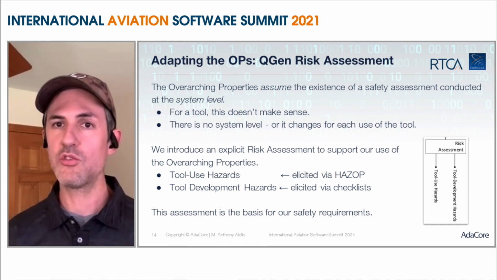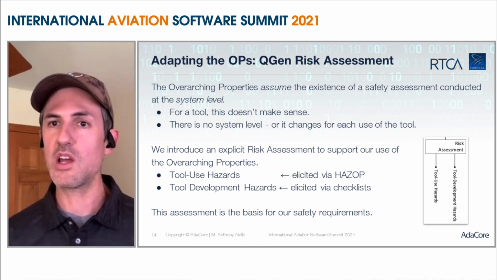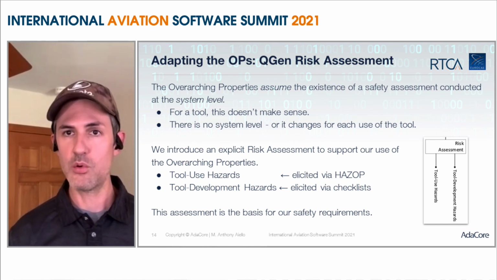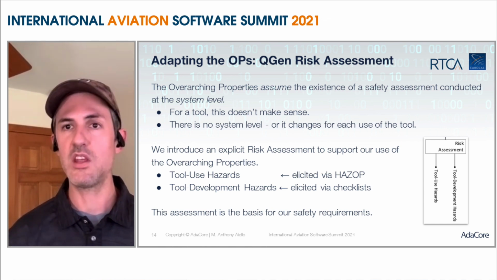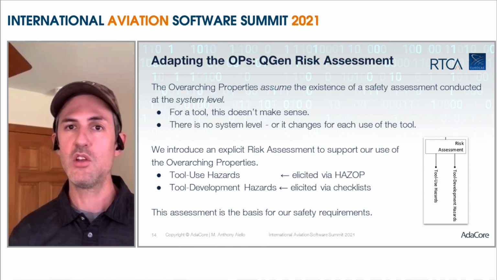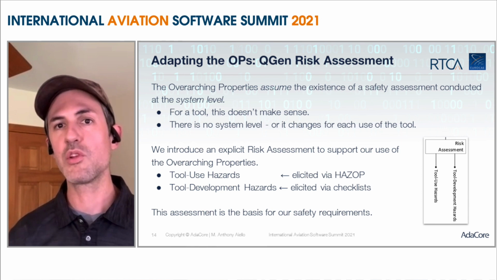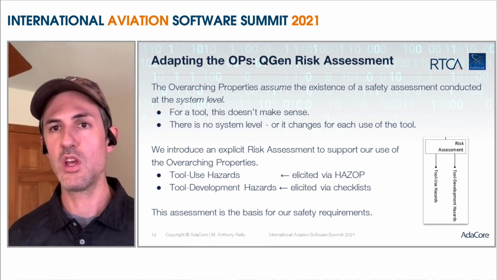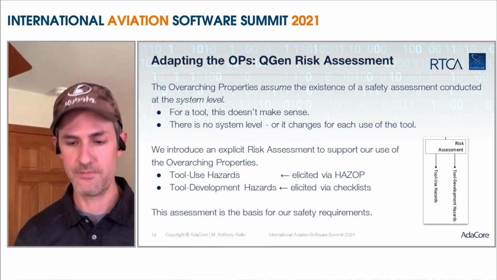Once complete, we use the risk assessment as the basis to drive safety requirements for QGen. These feed into the intent part of the argument. We also use these hazards to identify specific requirements on artifacts that we will produce as part of the collected evidence.